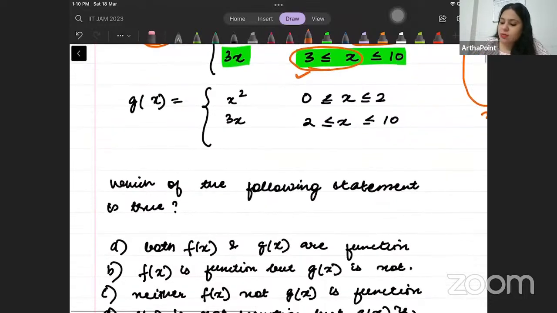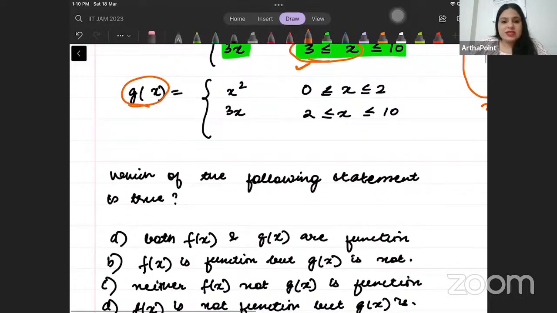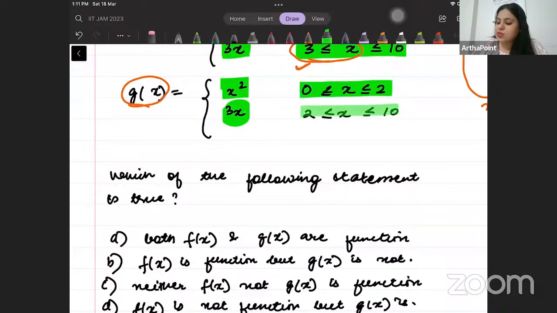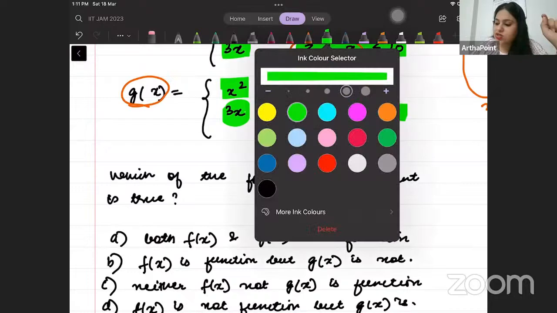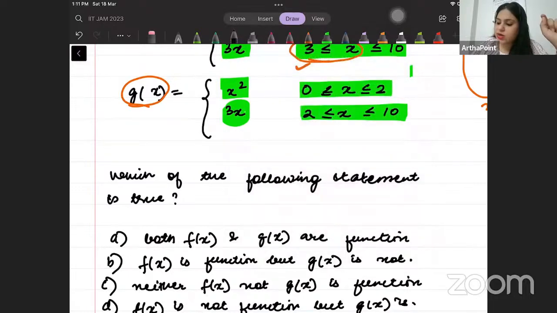Now, let's talk about g of x. This function also takes the values x square and 3x: x square when x is between 0 to 2, and 3x when x is between 2 to 10. Again, x equal to 2 is included in both parts of the function.